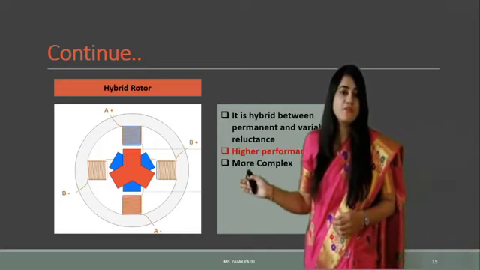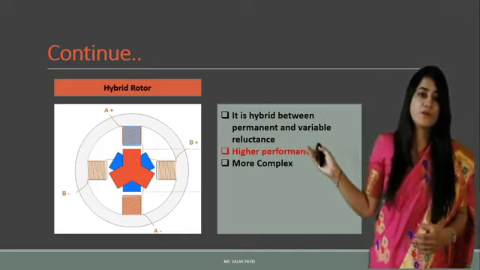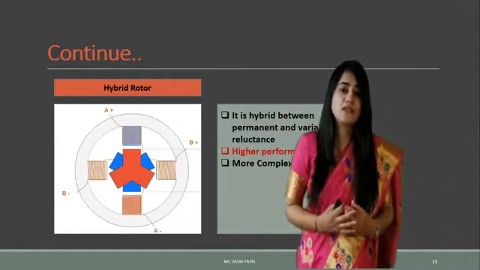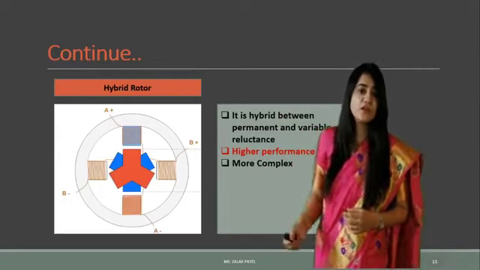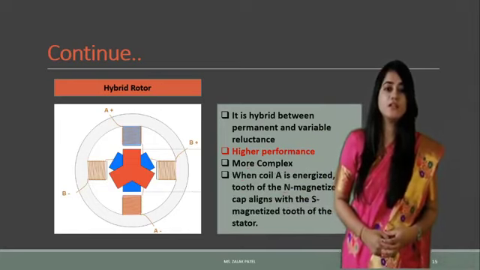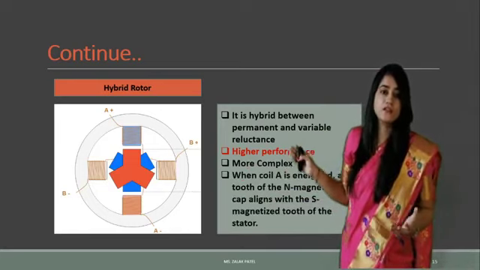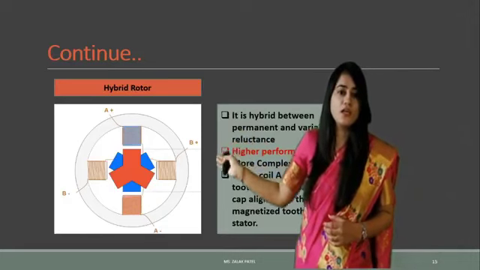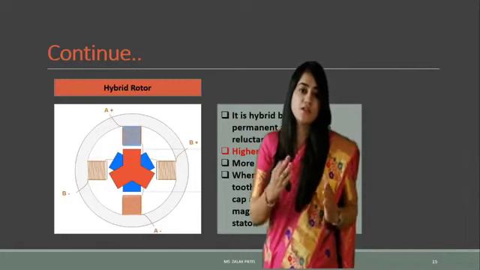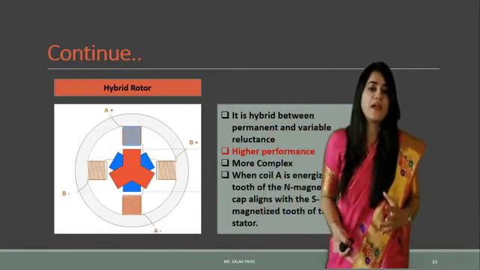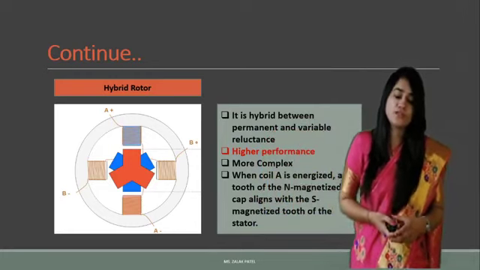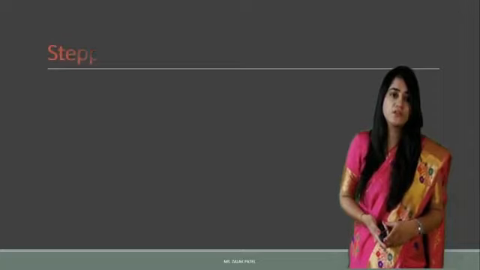Here higher performance can be achieved with this hybrid rotor compared to the previous ones, but the system is more complex. That is a limitation of it. Here you can see coil A and coil B shown in the figure. When coil A is energized, the tooth of coil B gets a magnetic field generated and the stator will move around the rotor. So this is about the hybrid rotor.